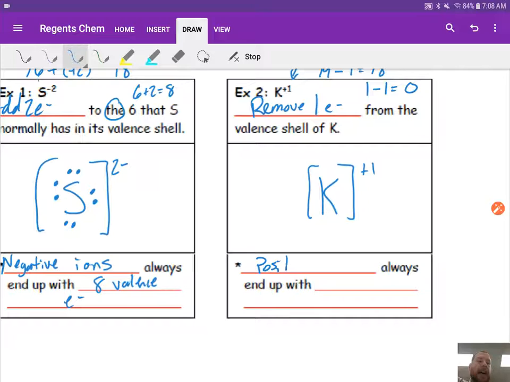Quick note, positive ions always end up with 0 valence electrons showing. I'm going to add that word over here as well. Okay, so cations always have 0 dots, and then your anions will always have 8 dots.